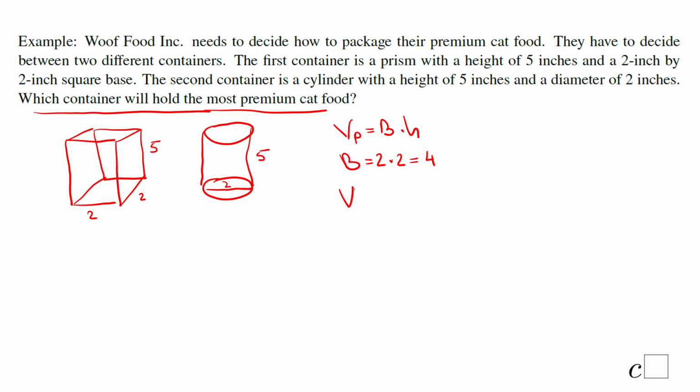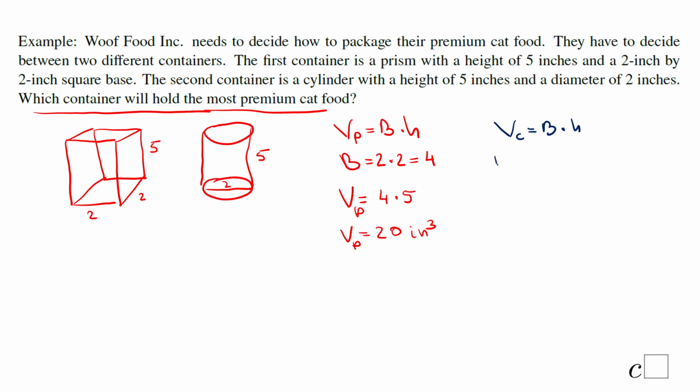And the volume will be this base times the height of 5. So the volume will be 20 cubic inches. So I'm going to write it like this. That's the meaning, in case. So this is the prism. By the way, I'm going to put here prism. And let's move to the cylinder. The formula is the same, if you remember. Area of the base times the height.